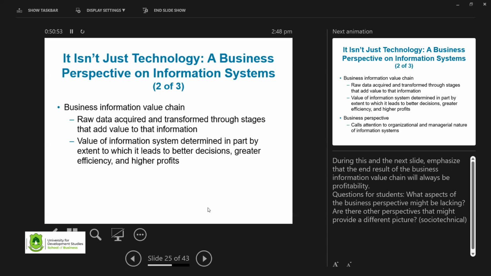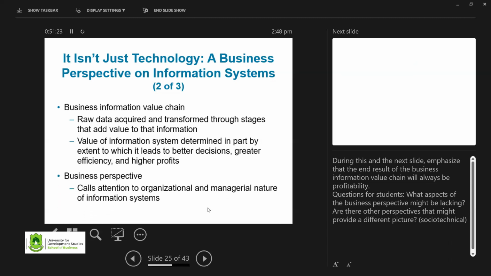So as business leaders, we are always interested in the fact that when we use raw data or acquire raw data, it will be transformed using several stages in order to add value to whatever we are processing. So if we get data and we process the data, it should give us more value than what the actual data was given to us. So the value of an information system depends partly on a number of things.